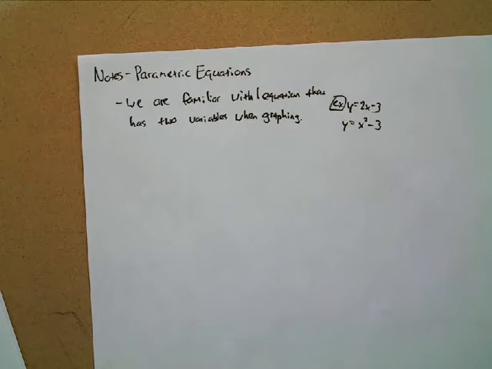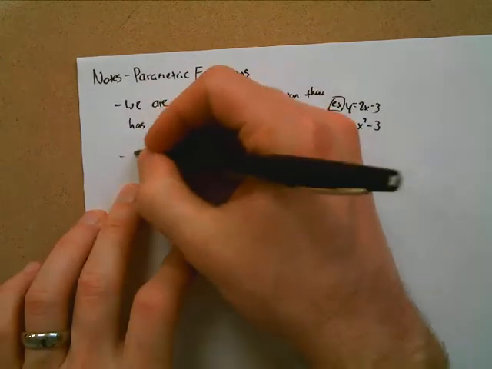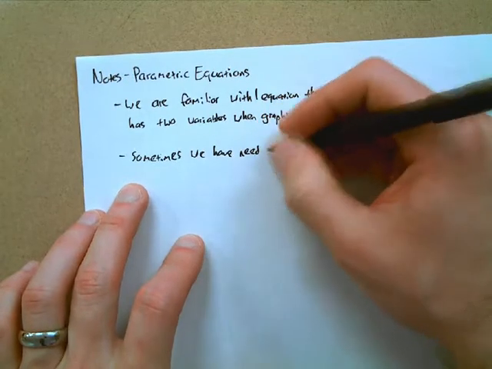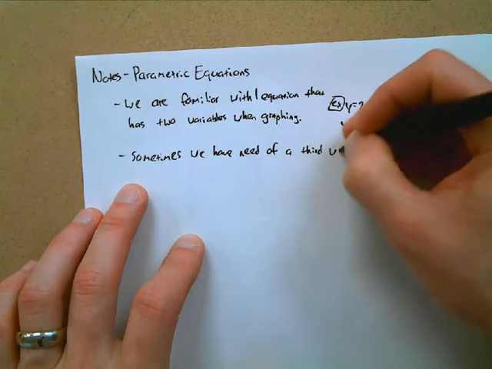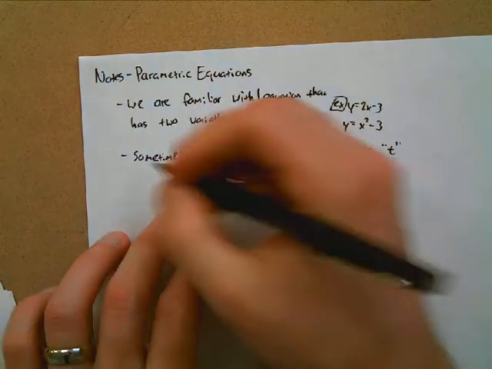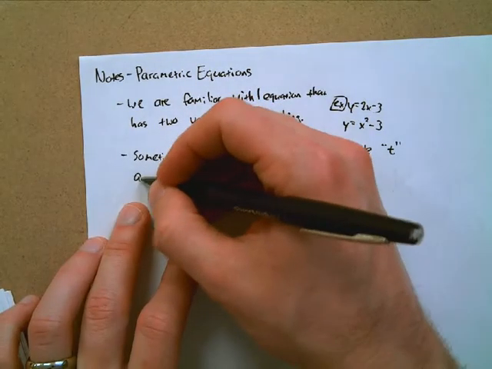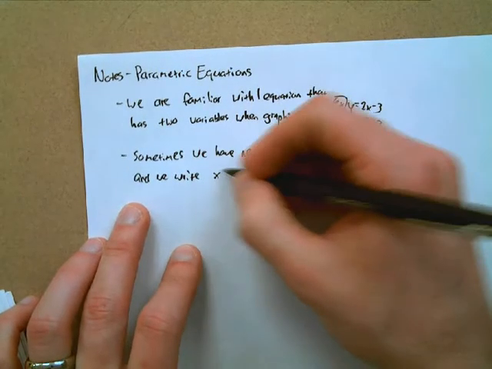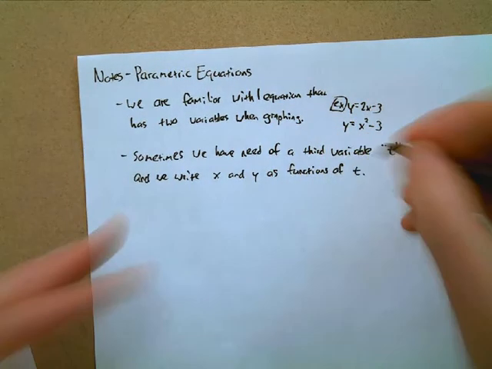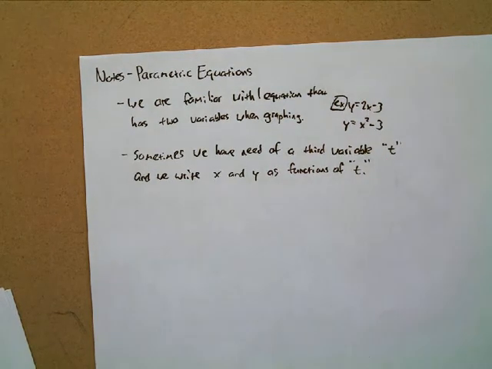So sometimes, okay, we have need of a third variable, t, and we write x and y as functions of t. And we use the letter t because typically t is going to represent time. So we're introducing this third variable t, and then we're going to basically rewrite x and y not as relating to one another necessarily. We're going to rewrite x and y as relating both to time.